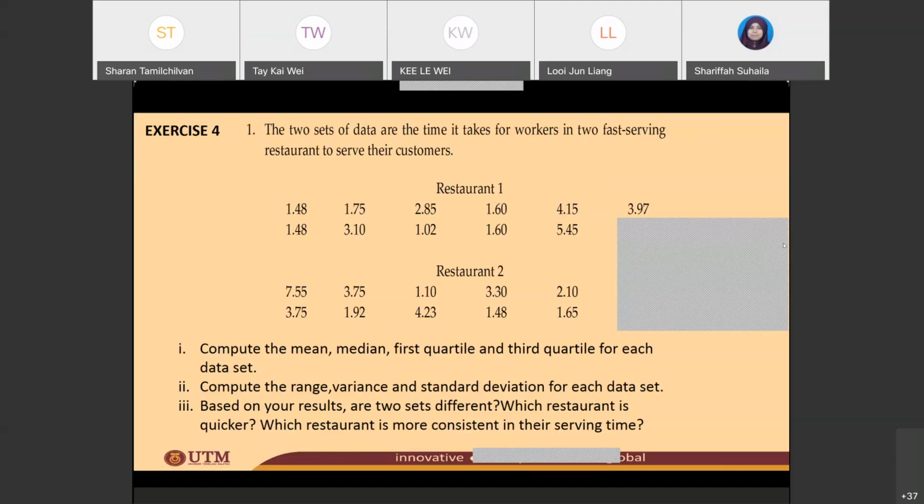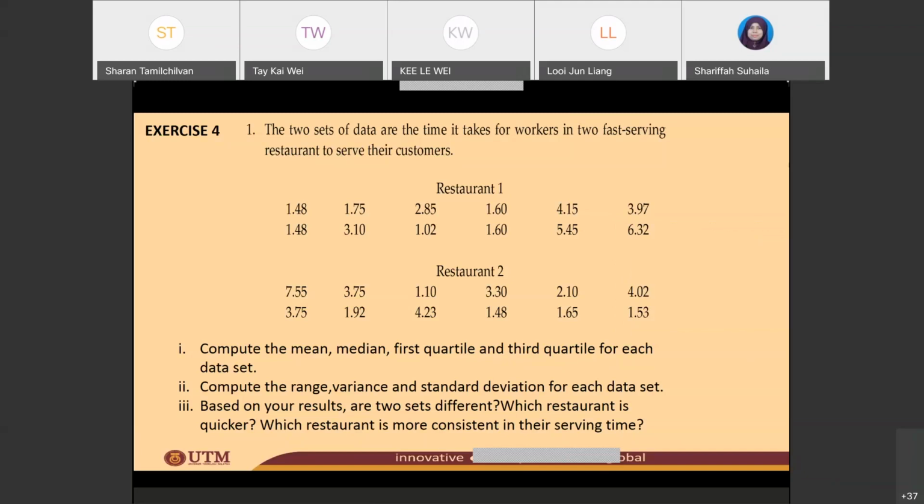Okay. So which restaurant is more consistent in their serving time? How you compare both restaurants is based on your variance or your standard deviation. Since the standard deviation for the first restaurant is less than the second restaurant, we take the first restaurant as more consistent, based on the value that you get from your standard deviation. Okay, so that is how you compare the interpretation of your mean and also your standard deviation on the data set.